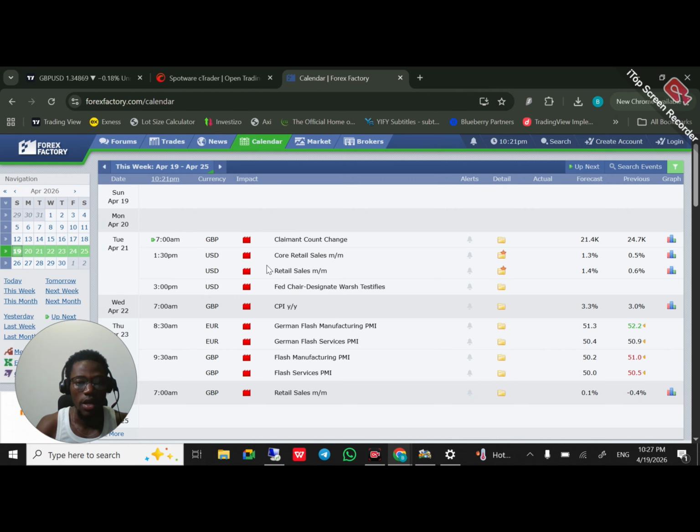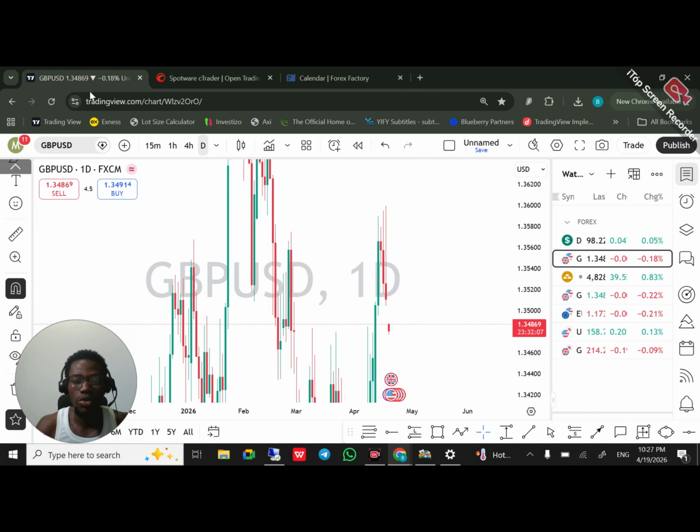On Tuesday, we have red news for the US dollar and the pound, so keep that in mind. Then on Wednesday, we have CPI for GBP. Then on Thursday, there's Euro and GBP news as well, right? So let's see what the technical standpoint of the market is.